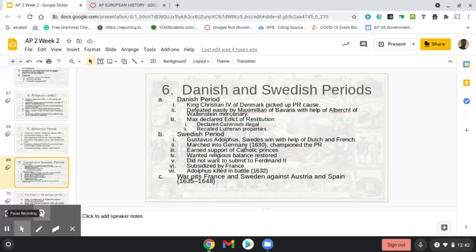However, despite his intervention, he finds himself outmaneuvered by Maximilian of Bavaria. And Maximilian is determined to help protect Catholicism, especially now that outsiders are starting to become involved. In doing so, he decides to hire mercenary help. So he's going to have hired soldiers.